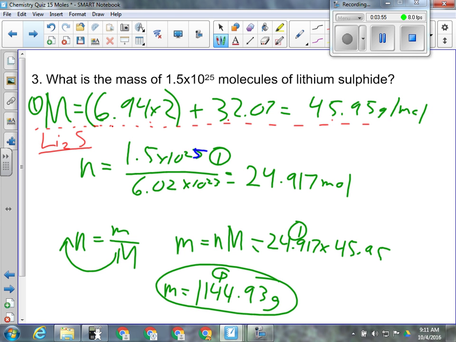Okay. So what we've got here, guys, is that we have to calculate first off the number of moles. So the number of moles is number of molecules divided by Avogadro's number. Give them a mark if they have that step.